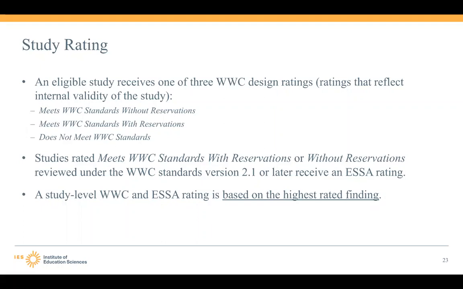So let's go back to the studies that have a WWC rating and an ESSA rating. One important thing to know is that these ratings are assigned at the study level. A study level rating is based on the highest rated finding. This is the left bullet on your screen. Studies often have more than one finding, and different findings can have different ratings. This will be easy to see by going through an example on the next slide.